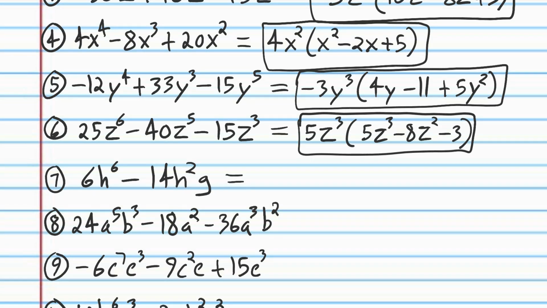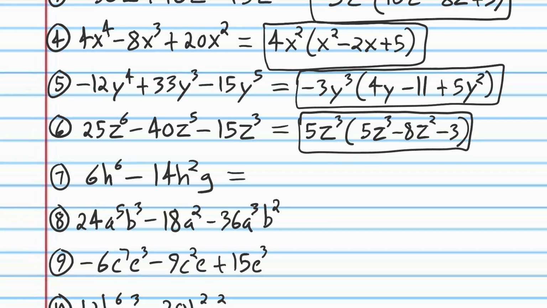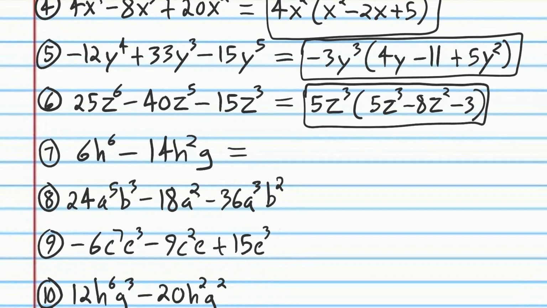That's what factoring is. So now let's do number 7 together because there's a little something different here because we have two variables. We have a g and an h. So the greatest common factor of 6 and 14 would be 2. And we can't do anything with this g because there's no g's on this term over here. So we can't factor out g's from both of those, but we can factor out an h squared.